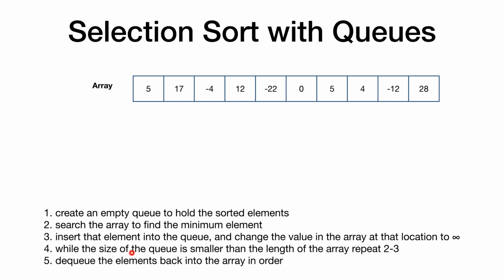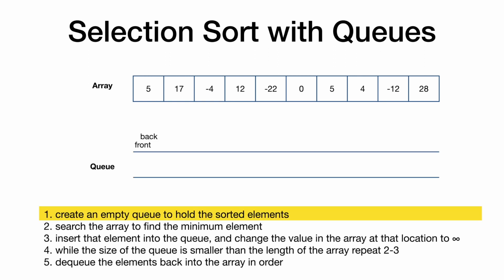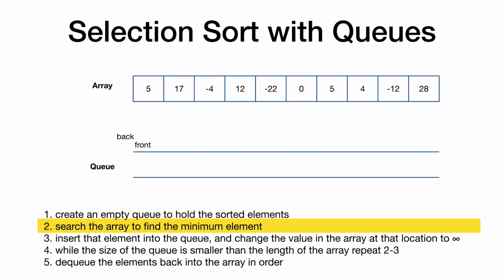We would implement this step using queue.getLength. Once we've finished that and everything from our array is now in our queue, we're going to dequeue the elements in order because now they're going to be sorted. We're going to dequeue them back into the array, replacing those infinities that we had added before. So the first thing is create a new queue. We've created our new queue, and the front and back pointers point somewhere because this queue is now empty.